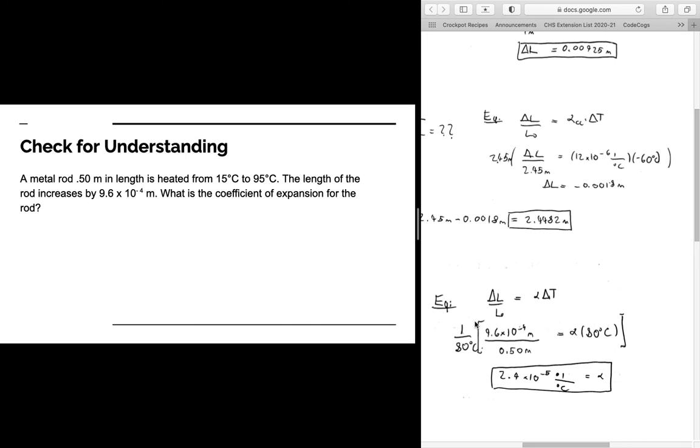Okay? So we set up our equation. We have delta L over L naught equals alpha delta T. So we're going to have 9.6 times 10 to the negative 4 divided by 0.5 meters equals alpha times 80 degrees Celsius. So we need to solve for alpha, so we divide both sides by 80. As a result, we're going to get 9.6 times 10 to the negative 4 divided by 80 divided by 0.5. You put all that into your calculator, and you're going to get 2.4 times 10 to the negative 5 per degree Celsius as your expansion coefficient for this metal rod. And this here covers thermal expansion, our last topic for our unit on thermodynamics.